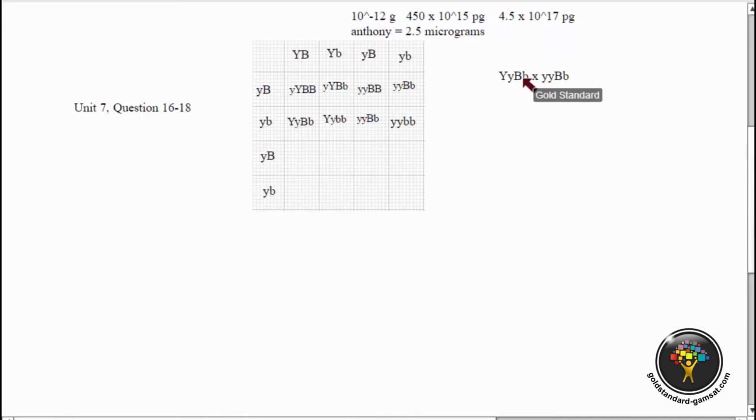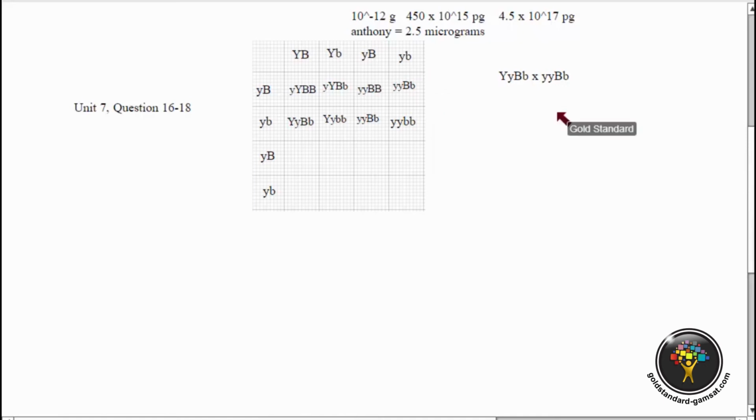So here is the angle on all this. Doing a dihybrid cross on the GAMSAT in 1.5 minutes is highly unlikely unless you recognize that there is a pattern that is developed and you don't have to go all the way. Because will ACER do a 2x2 Punnett square, which means a monohybrid cross? Yeah, it comes up on the exam regularly.